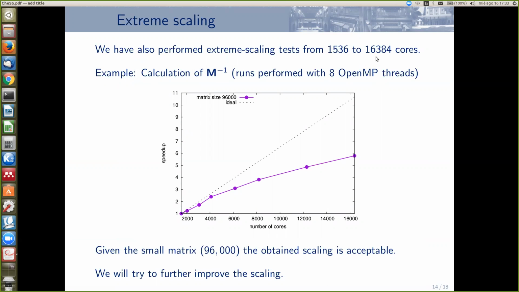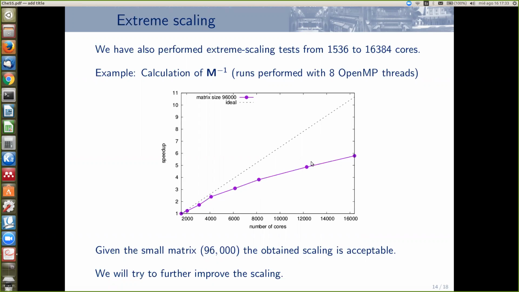So here we went up to 16,000 cores, again for the calculation of the inverse. This time a matrix of 96,000, just this one. And you can see here, of course, if you are beyond, let's say, 5, 6, 7, 8,000, it becomes a bit flat, but nevertheless, also beyond 10,000 cores, you still get a decent speedup. And the matrix was not huge, so it was 96,000. If we had a bigger matrix, I think we could scale better in this region here.